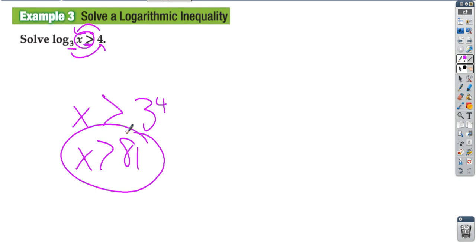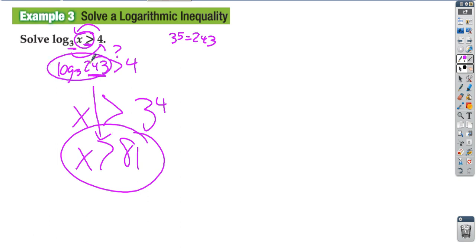If you're not sure that we did this correctly, we can easily check it by picking any number greater than 81. And we want to do a power of 3. So 3 to the 5th power is equal to 243. So let's check that. Let's take the log base 3 of 243. Is that in fact greater than 4? Hopefully we agree that 243 meets that condition. It's greater than 81.